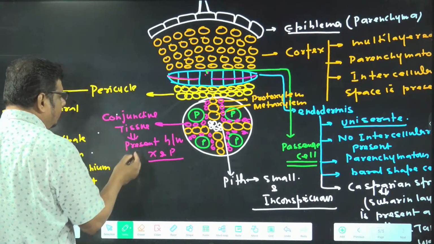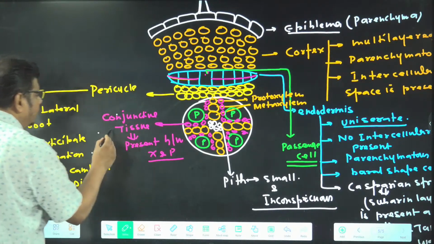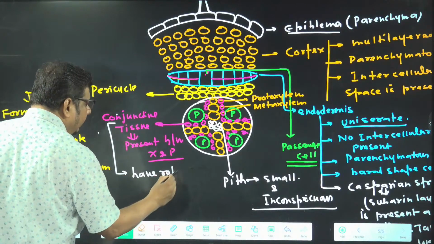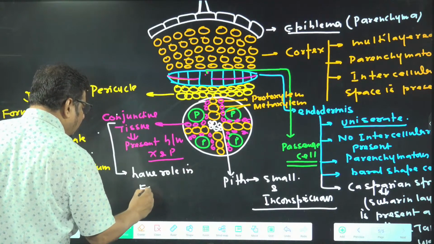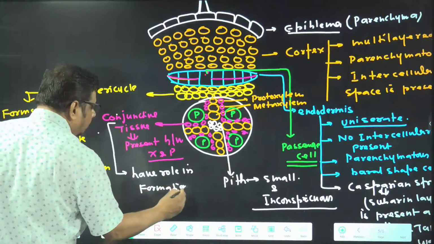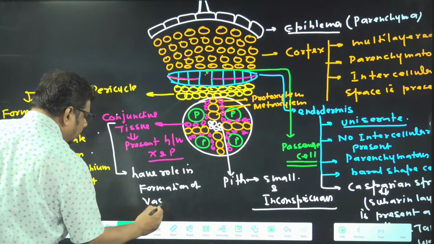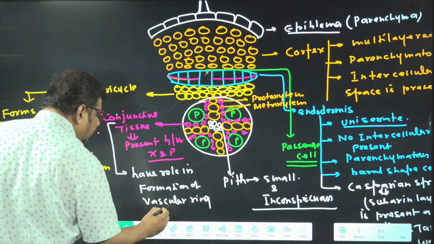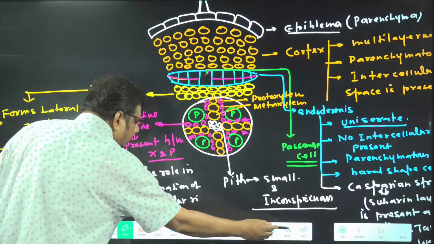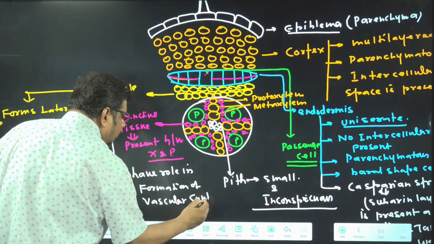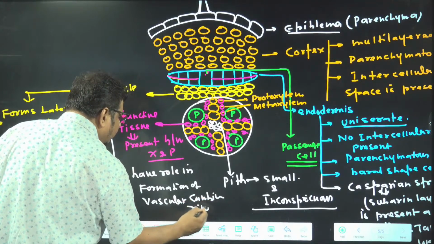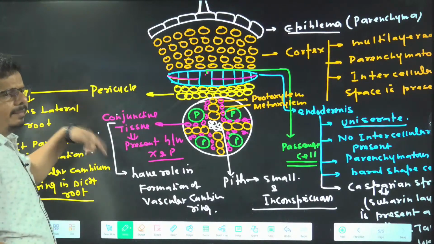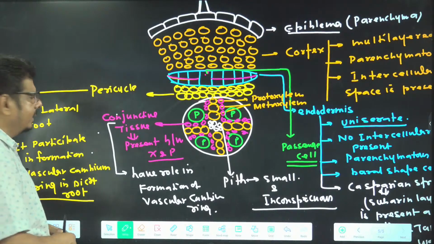Getting the idea or not? Conjunctive tissue is present between xylem and phloem, and it has a role in the formation of the vascular cambium ring. So the vascular cambium ring is formed by two things. One is what? Pericycle. Another is what? Conjunctive tissue. How? I will teach during secondary growth. Are you getting the idea?